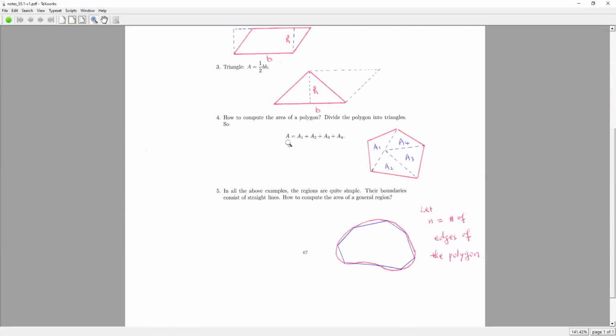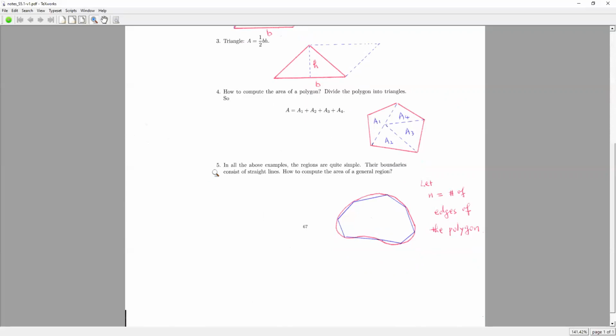Example number 4. Now we have a polygon. How to compute the area of this polygon? One simple idea is cut the polygon into triangles. We know how to compute the area of one triangle, right? So I compute the area of each triangle. Then make a sum of the areas of all the triangles. The sum is the area of the polygon.